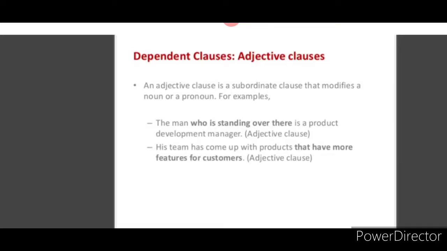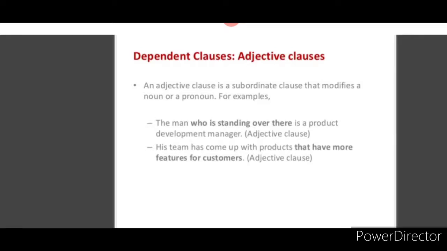Okay children, see here, the man who is standing over there is a product development manager. Here the man is the noun, and an adjective describes a noun. How is it getting described? Who is standing over there. Now it is describing the man. Who is standing over there is a product development manager. So this is the adjective clause. See some more examples. It is describing the man.